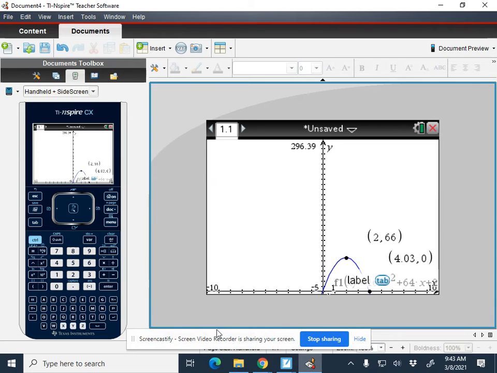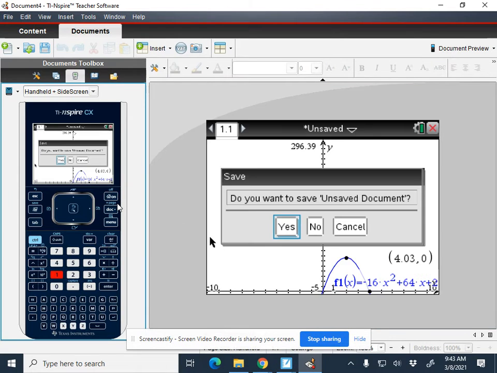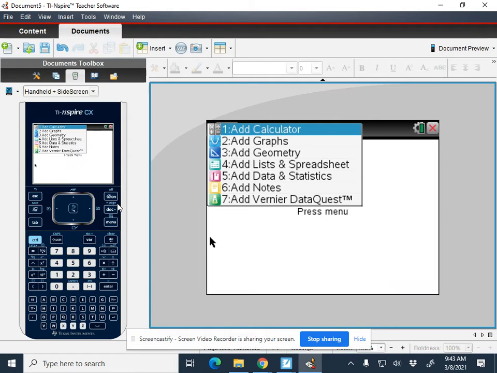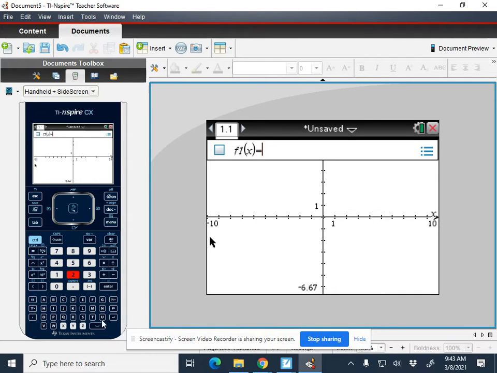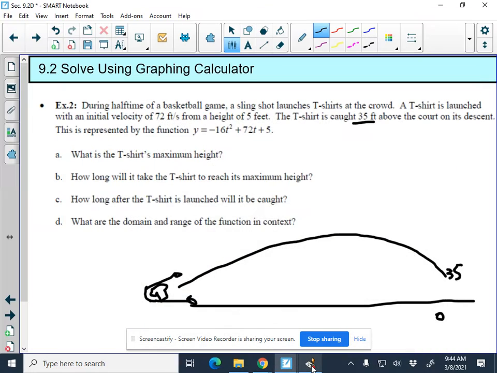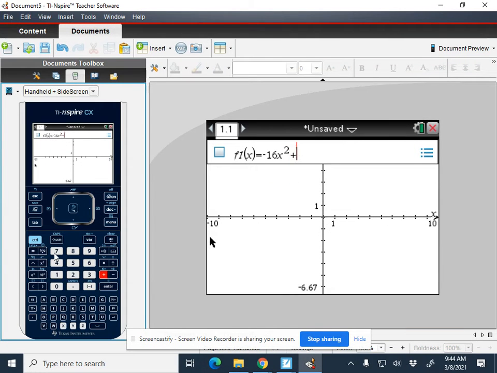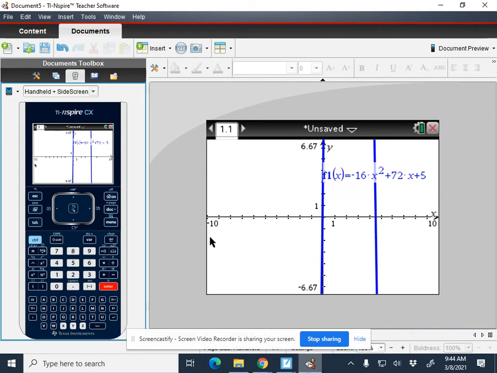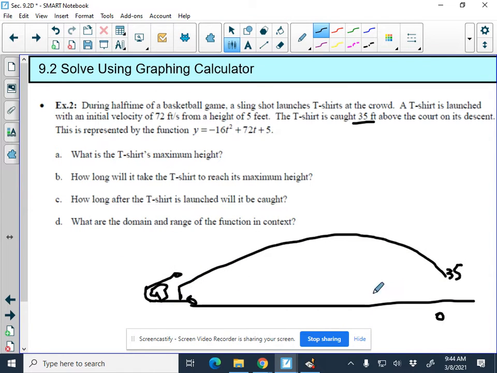So first, let's put this equation in. So everybody, let's go new document. Don't want to save. Number 2, want to add graph. -16x squared plus 72x plus 5. Now we're using x instead of t. Now the t-shirt was launched 5 feet off the ground. It's caught at a little bit higher. This should probably be a little bit higher. But we're still looking for the t-shirt's maximum height.